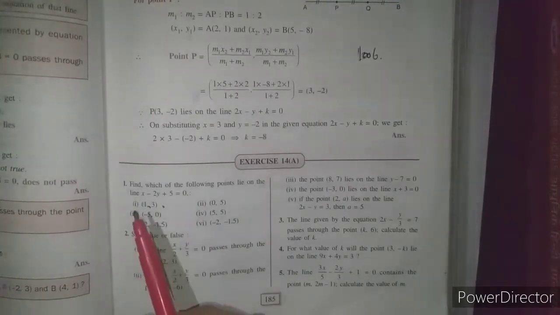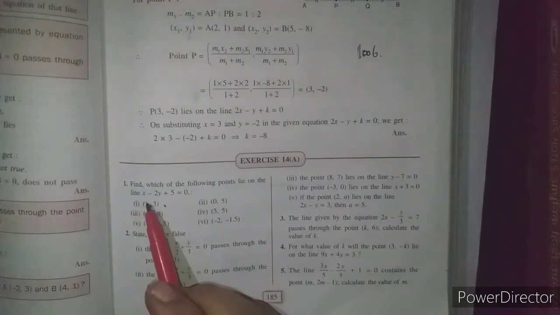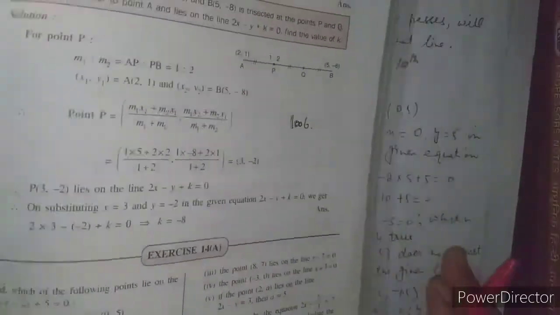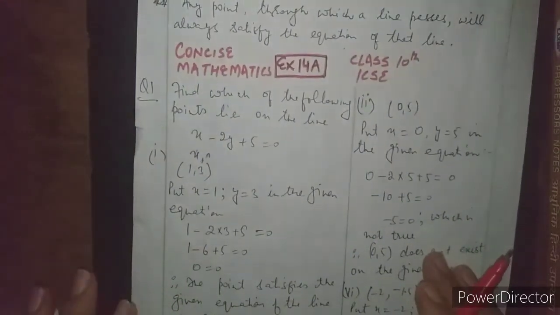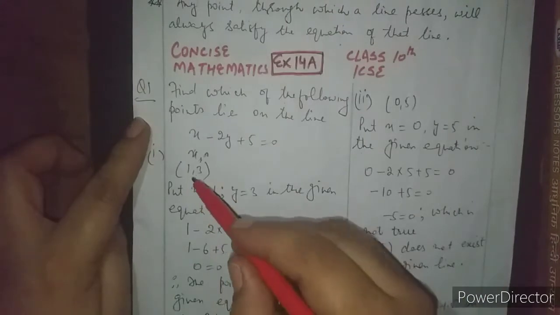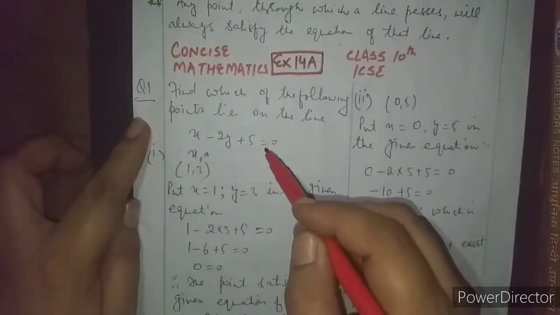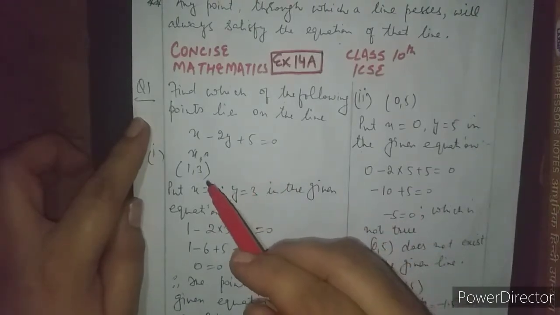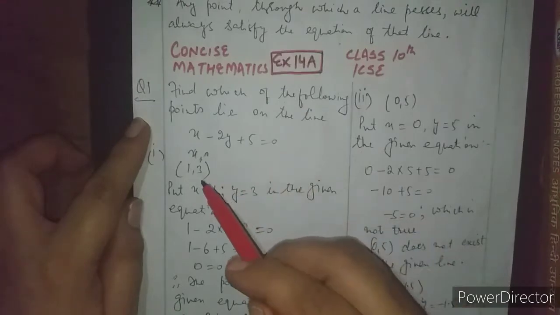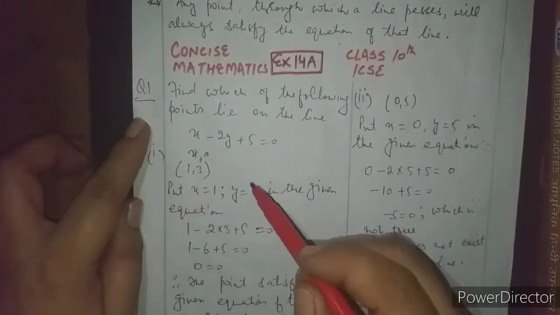Question number 1 says, find which of the following points lie on the line x minus 2y plus 5 equal to 0. Here I have written the solution for you. The first point we will take up is (1, 3). We will see whether this point lies on this line or not. This is possible if this point satisfies the equation of the line. What is the meaning of satisfying? Let us put x equal to 1 and y equal to 3 in this equation.